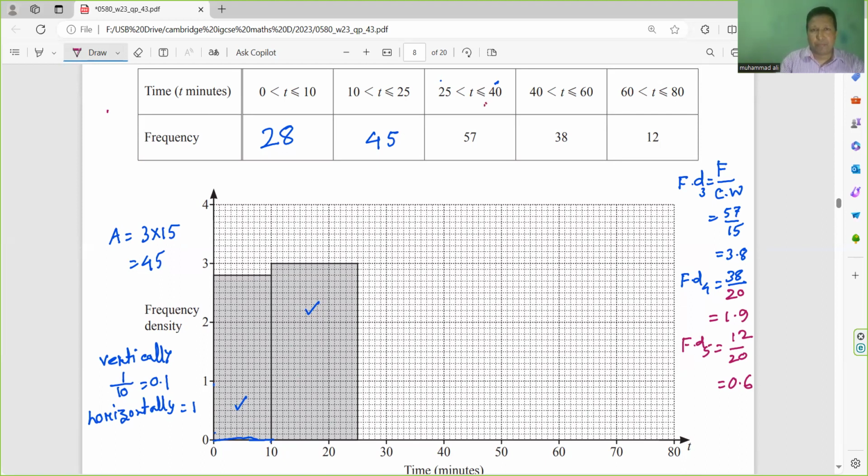Now we draw FD3, the frequency density for the third bar. For 25 to 40 it is 3.8. Because vertically each box is 0.1, it is 4 minus 0.2, so 3.8. Now join. Then 40 to 60 it is 1.9.